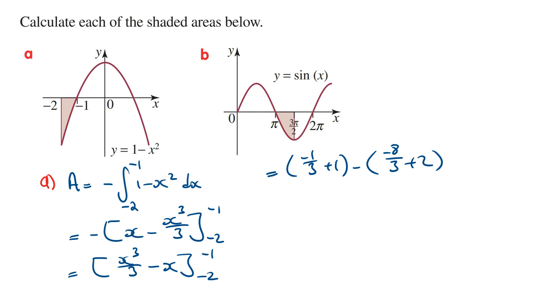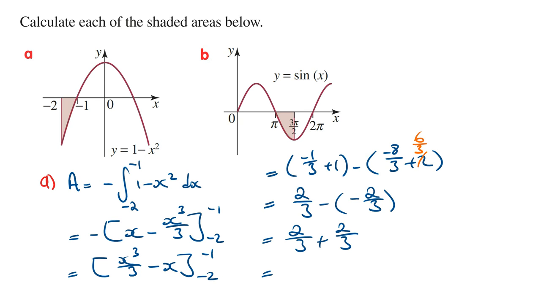This is going to be 2 on 3 minus (-8 on 3 plus 2), which is the same as -8 on 3 plus 6 on 3. And so this is going to be -2 on 3, which is equal to 2 on 3 plus 2 on 3, which is equal to 4 on 3. And so the area of the shaded region is going to be 4 on 3 square units.